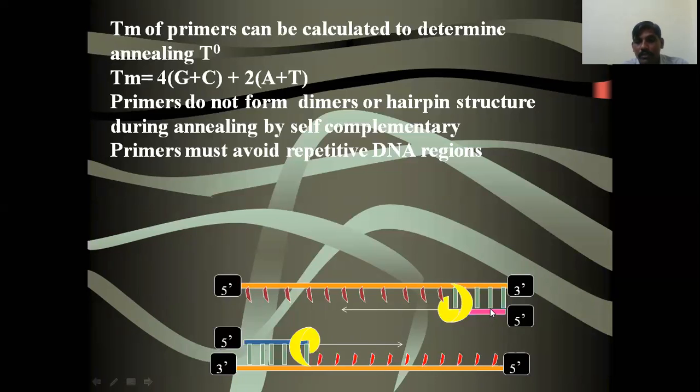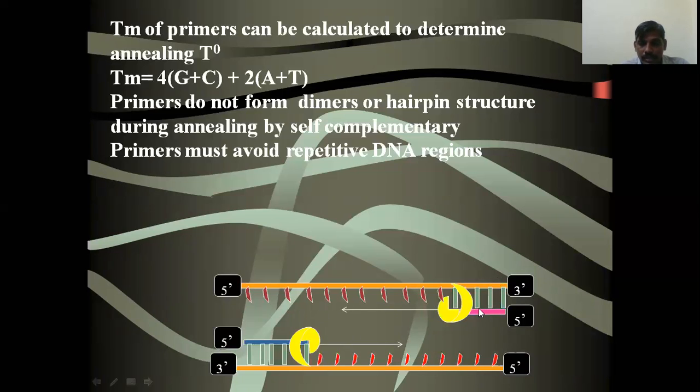These primers have base sequences which are exactly complementary to the flanks of the single stranded DNA molecule. Flanks means end portion. See here, these are the hydrogen bonds formed between the primer and the single stranded DNA molecule. So these primers bind to the single stranded DNA molecule.